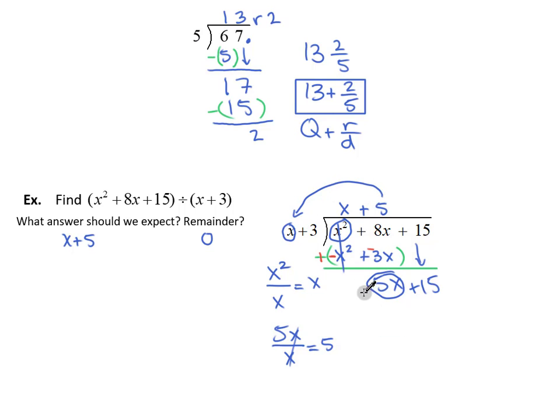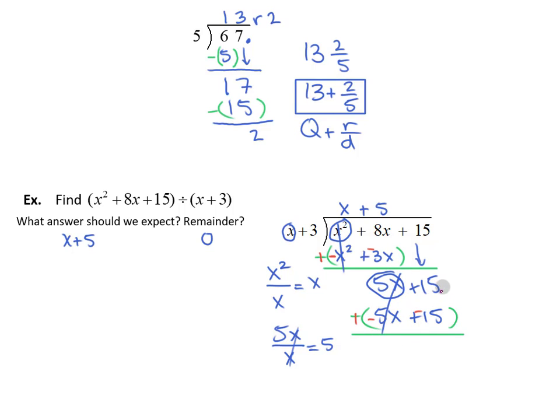So 5 times x gives us 5x. And then 5 times 3. Don't forget we have to distribute to all terms. That gives me 15. But remember, again, we are subtracting this entire line, and we need to do that by adding the opposite. So we're going to change this to adding the opposites. Again, they both started positive, so they've become negative now.